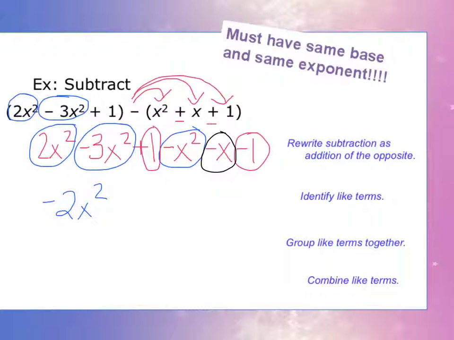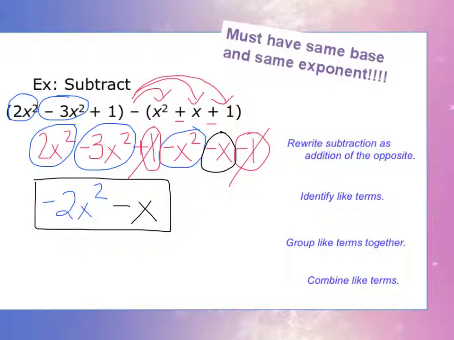And now I will combine the red ones. Positive 1 minus 1 is 0. And they go away. I'll go ahead and cross those out so we know those are 0. And then what we have left is just the negative x. And here's our combined polynomials by subtracting them.